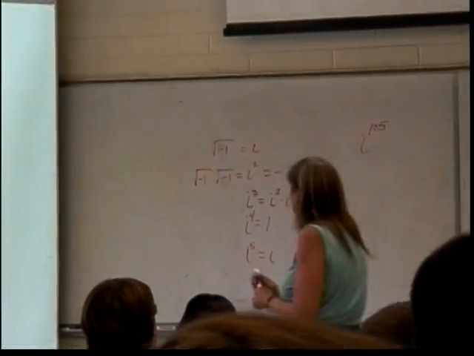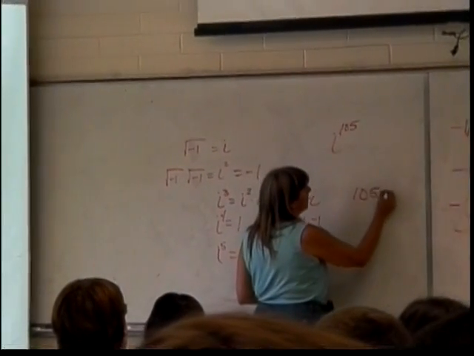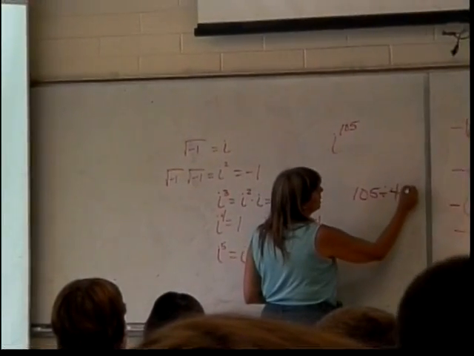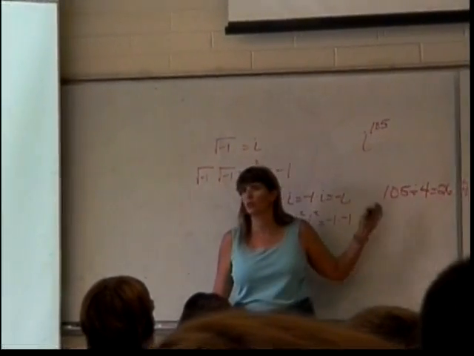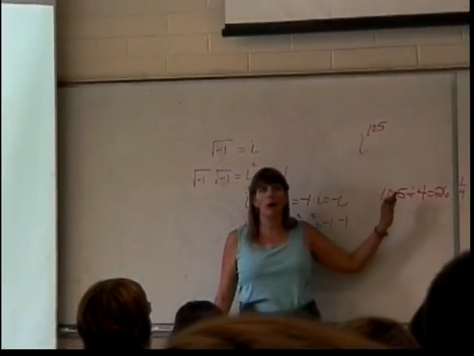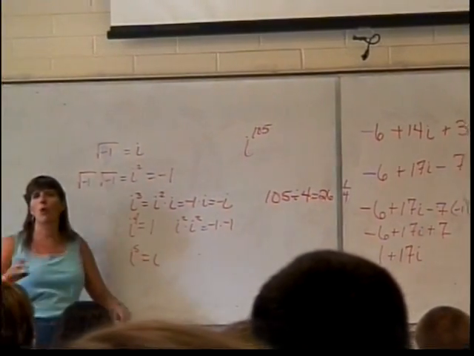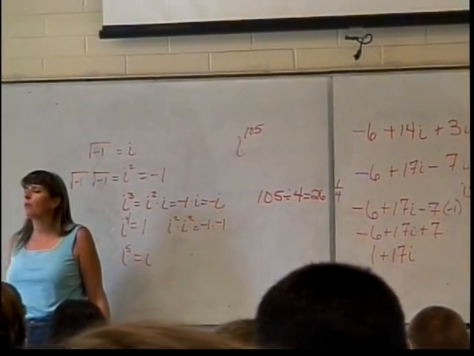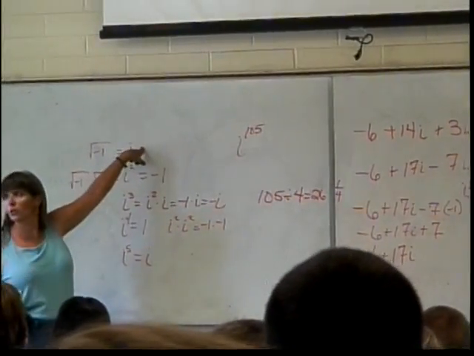So if I divide 105 by 4, I get 26 1/4, or 26 remainder 1. So I went through the process 26 times, and how much did I start over again? How far did I get? One. To the first one.